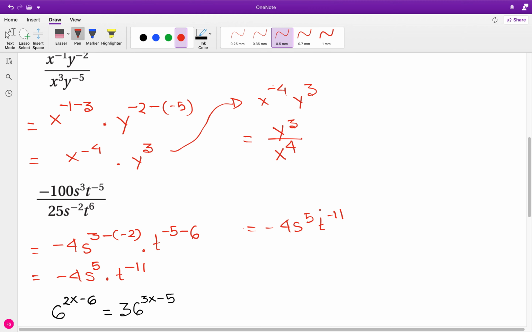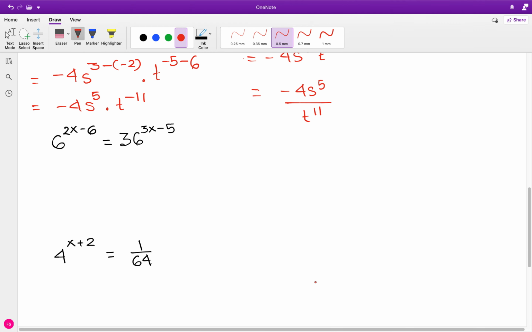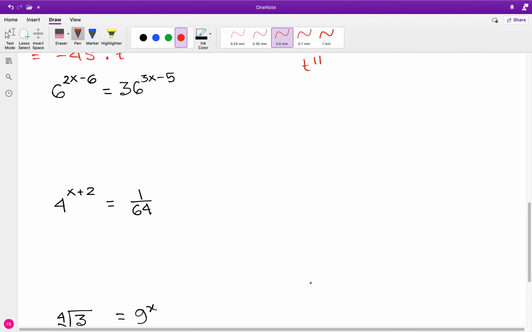Now whenever you have a negative power, you just move it down and make it positive. So the final answer is going to be negative 4s to the power of 5 over t to the power of positive 11. Enough of simplifying. Let's solve a few exponential equations now.